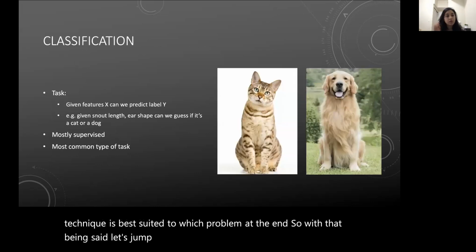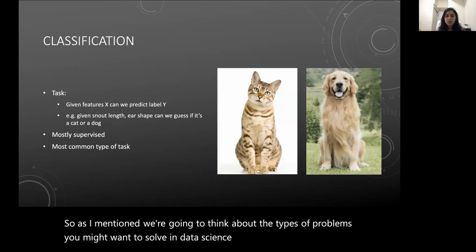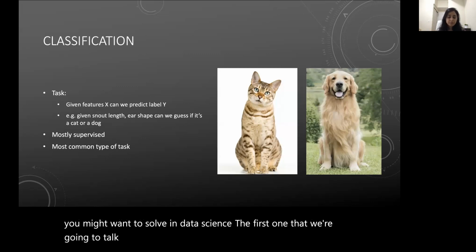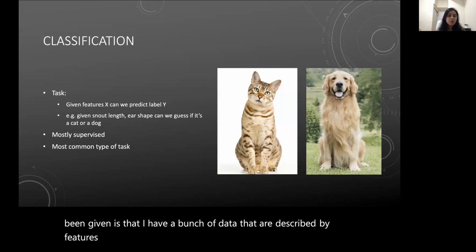So as I mentioned, we're going to think about the types of problems you might want to solve in data science. The first one that we're going to talk about is classification. So usually the task that you've been given is that I have a bunch of data that are described by features X, and the goal is to be able to predict a label Y for those features.